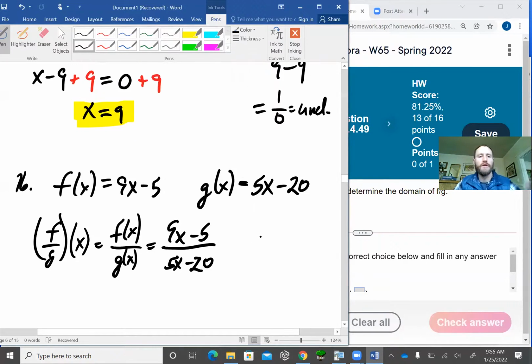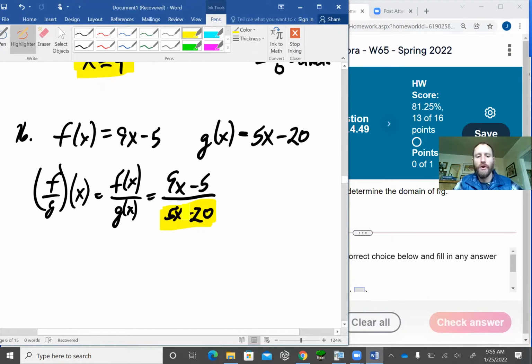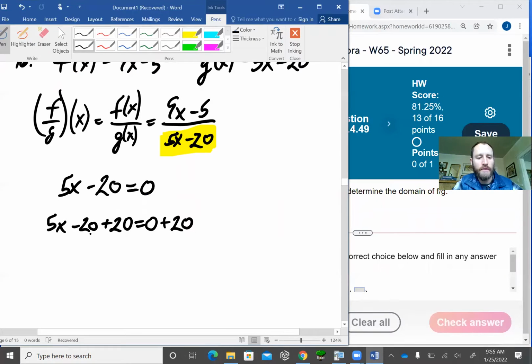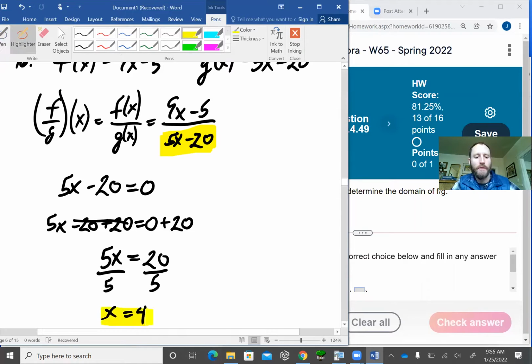So you can see here, if 5x minus 20 equals 0, we're going to have a problem, right? So we're going to be dividing a number by 0, which will be undefined. So again, how do we find what that x is that will be a problem for us? Let's just set the bottom equal to 0 and then solve it for x. So minus 20. Here I'm going to add 20 to both sides. So it looks like 5x equals 20, right? Those cancel. 5x equals 20. And now if I divide both sides by 5, I see that x equals 4, right? That's going to be my problem right there.